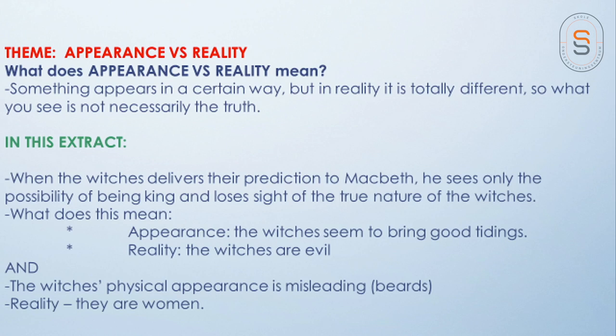So what does it mean? The appearance: the witches seem to bring good tidings. It's good news that they give Macbeth. But in reality, they are evil. They have a plan with what they are doing. And another example of appearance versus reality is the witches' physical appearance. It is misleading. They have beards. They look like men, but in reality, they are women.